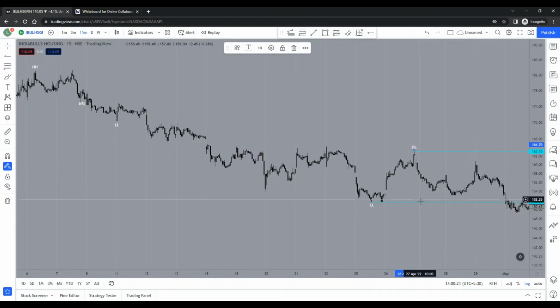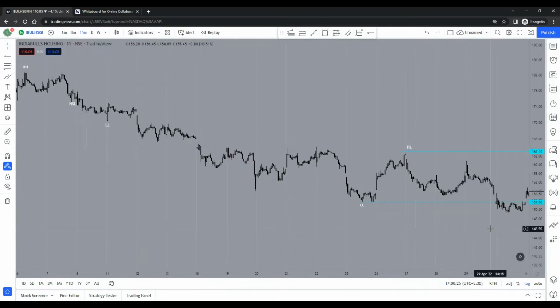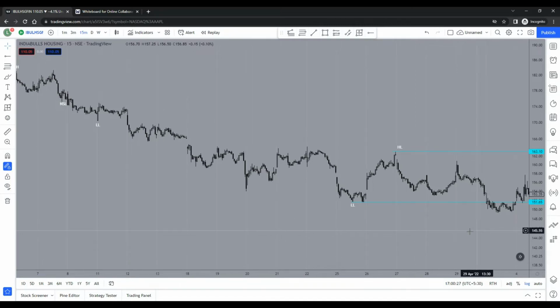We have a higher high here. The low has been breached, and we have made a lower low here. All right, so this is the part which is aligned to the forecasting part.